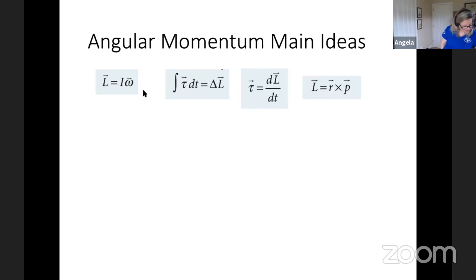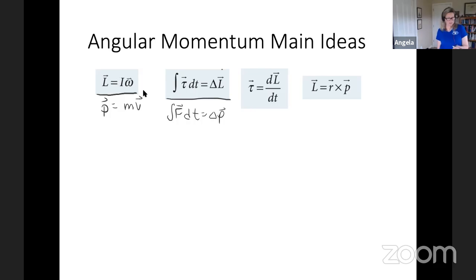Angular momentum is a vector, and it's equal to rotational inertia times angular speed. This is the rotational analog of linear momentum, isn't it? And this is angular impulse. That reminds me of the integral of force with respect to time being equal to the change of linear momentum. So that's angular impulse. And then we talked about this one, the sum of the torques, that's just Newton's second law, equal to the rate of change of angular momentum.